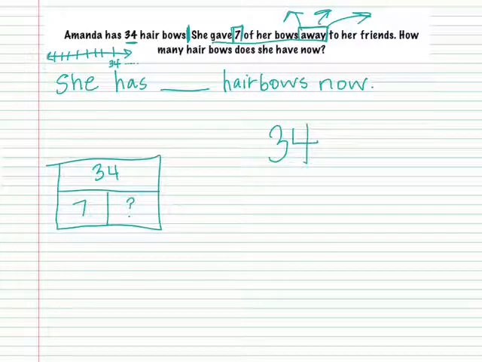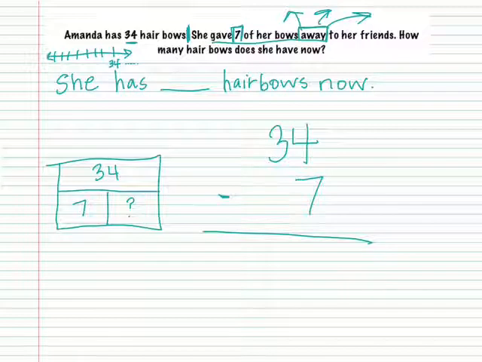This is a subtraction problem because she's going to have fewer hair bows than she started with, because she's giving them away. Take away, minus, subtract. Those are all synonyms for subtract. And then she gave 7 of them away. So I know my problem is now going to be 34 minus 7.